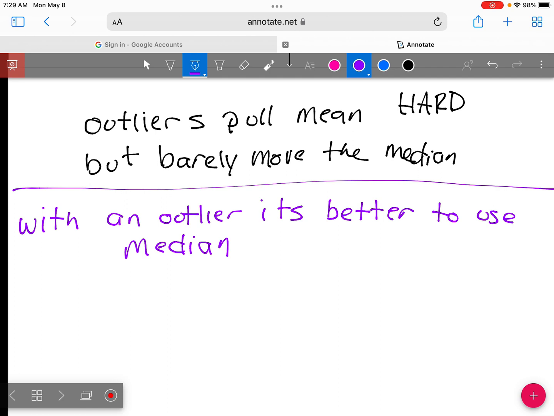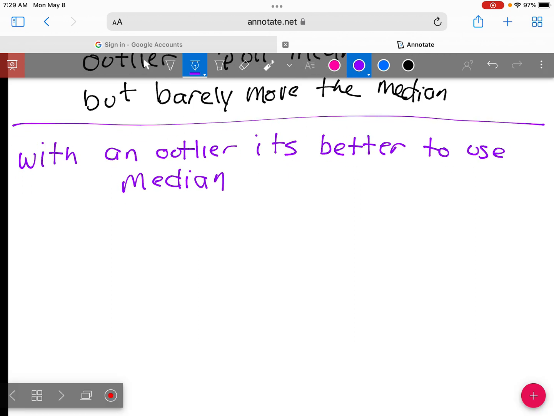So if you have one piece of data that you just go, whew, that sucker's off. Something went wrong, or we got somebody way outside the norm visiting. When we have an outlier, it's better to use the median. When we do not have an outlier, the mean is actually a more specific center. It's very, very accurate.